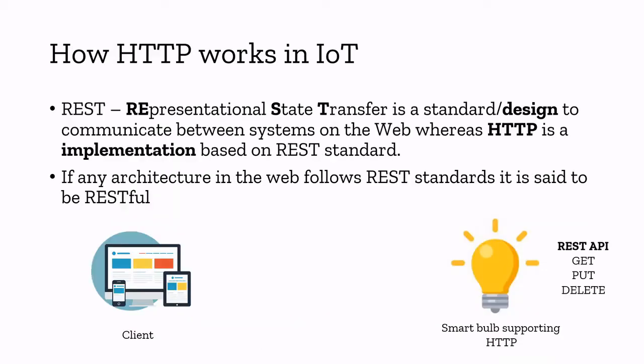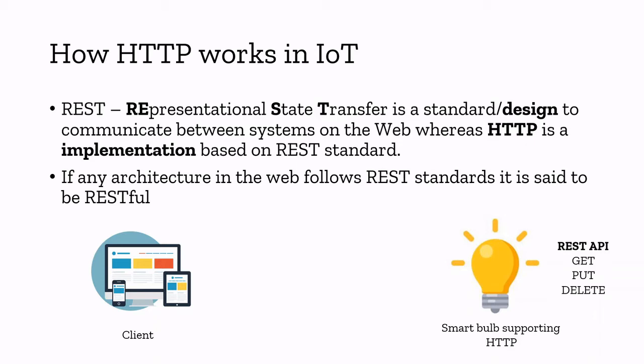So let's see how this HTTP works in Internet of Things. Before I talk about how HTTP works in Internet of Things, I want to introduce a new term called REST. REST stands for Representational State Transfer. So basically REST is a standard, or you can consider it as a design, to communicate between systems on the web. Whereas HTTP is an implementation based on the REST standard. So REST is a standard or design, and HTTP is an implementation following that standard. If any architecture in the web follows REST standards, it is said to be RESTful.